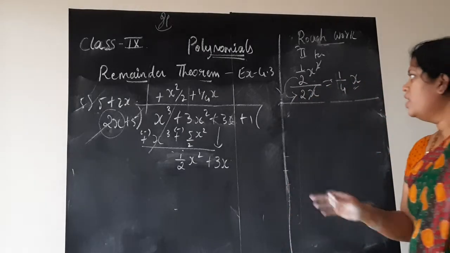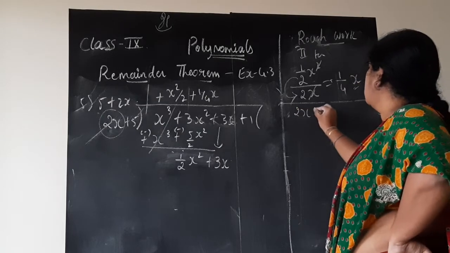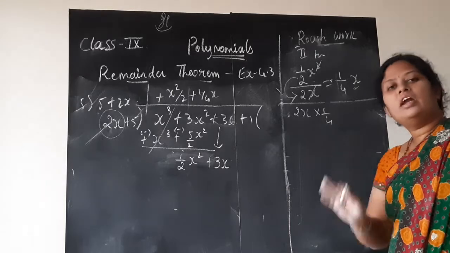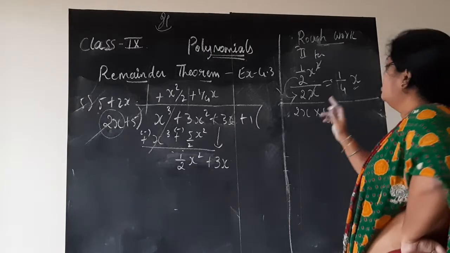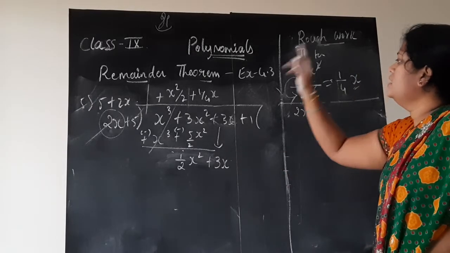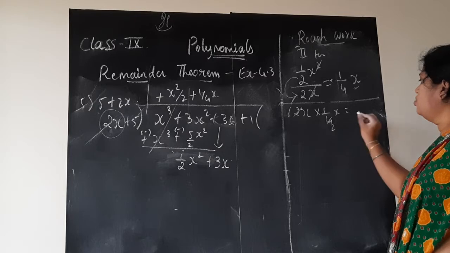So I wrote it. Next step, I check what 2x into 1 by 4x gives, and see whether this term comes, and I write that term below. You have to do this especially when fractions are there. So 2x into 1 by 4x: 2 ones are 2, 2 twos.